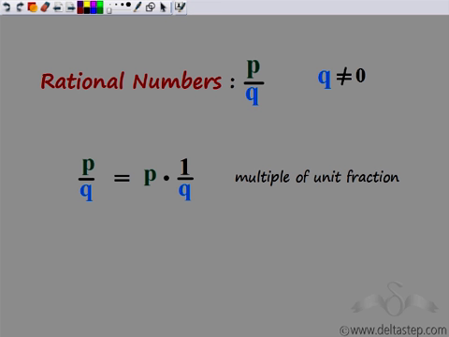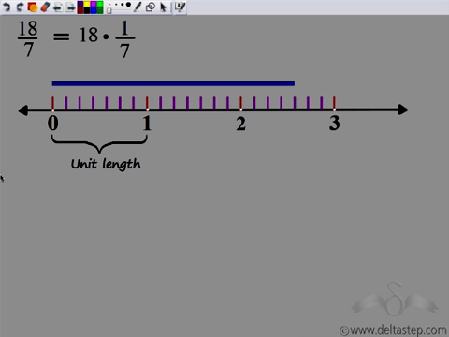So now let's look at this number, which is 18 by 7. Now 18 by 7 can be looked at as 18 times 1 by 7. That is a multiple of a unit fraction. Also, if you remember, whenever we have a rational number, what does the denominator tell us? The number of parts in which we should divide our unit length into.